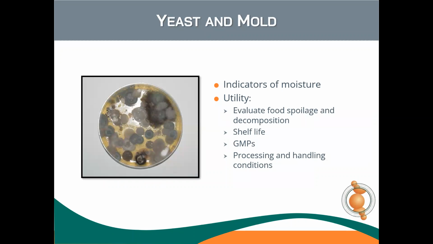So now on to yeast and mold. It can be used in our testing plans to evaluate food spoilage and decomposition, determine shelf life, adhere to GMPs, and then also evaluate processing and handling conditions. And just wanted to mention, these are definitely an indicator of moisture. So if you're doing a low moisture food in your facility, this might be a great way to check that you're not getting added moisture into your low moisture product.